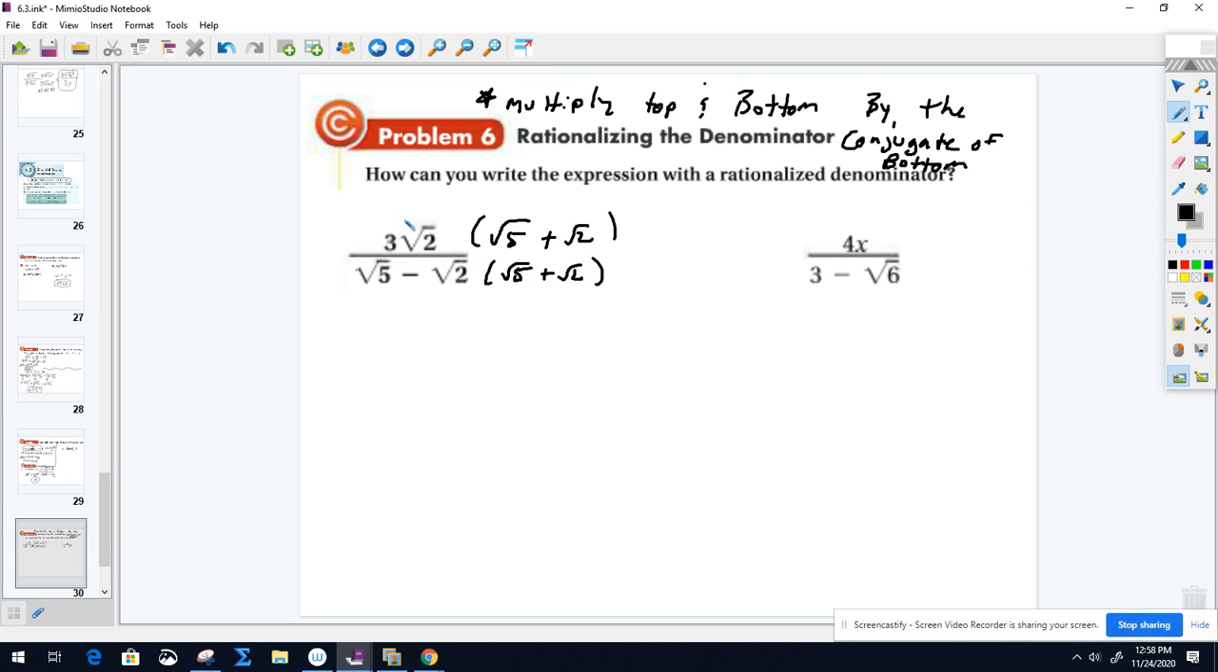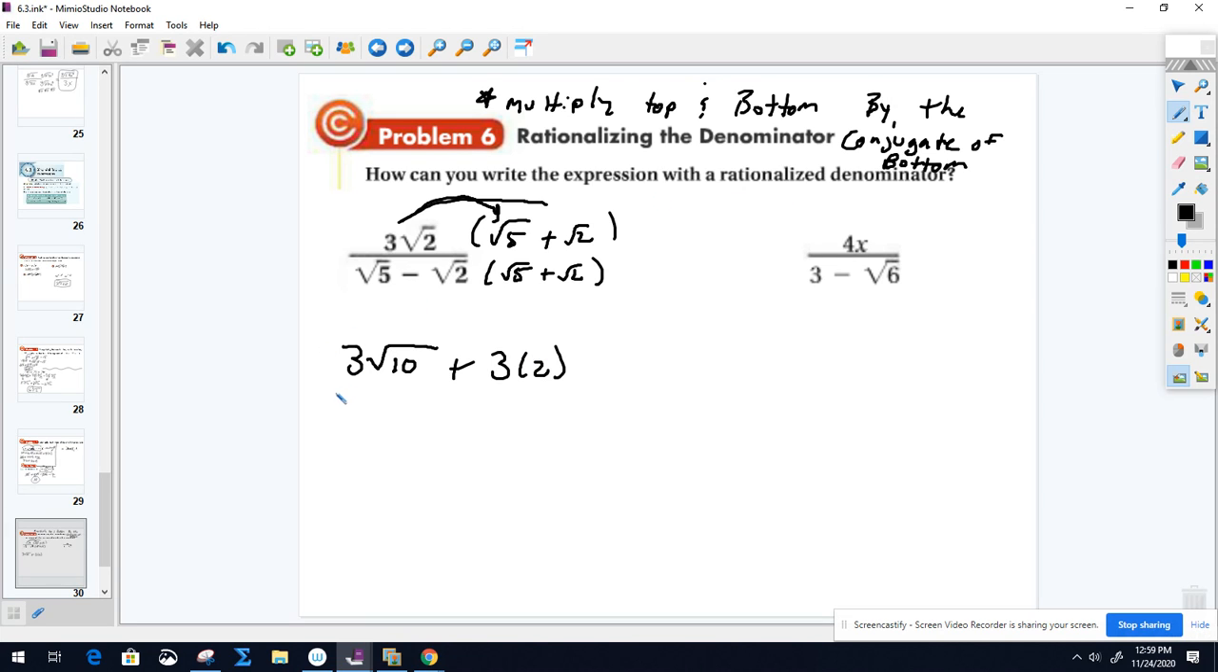On the top, what do I do? I distribute. I'm multiplying here, so I've got a 3 times the 1, and then square root of 2 times square root of 5. They have the same index, so I can multiply them. If I were adding, I couldn't add those. But because they have the same index, I can multiply. Plus 3 times square root of 2 times square root of 2. 3 times 1 is 3. Square root of 2 times square root of 2 is just 2. Again, when you multiply two numbers that are both under the square root, the radical just disappears.